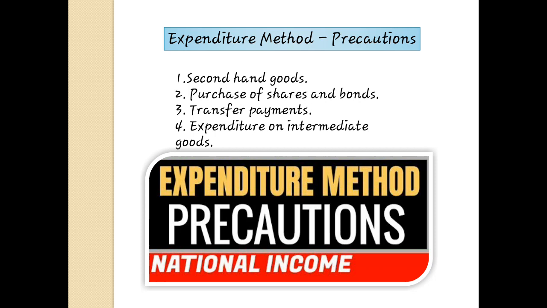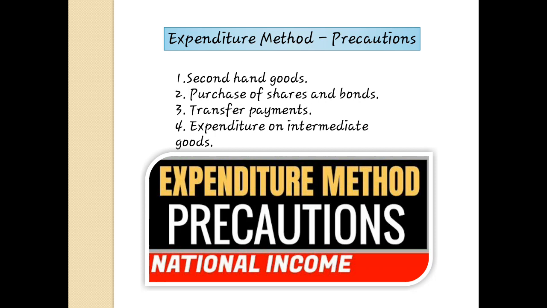Precautions of the expenditure method. In this method, we will see the four precautions we have to follow while calculating by the expenditure method. First one, second hand goods. Second one, purchase of shares and bonds. Third one, transfer payments. Fourth one, expenditure on intermediate goods. Now we will see these items one by one.